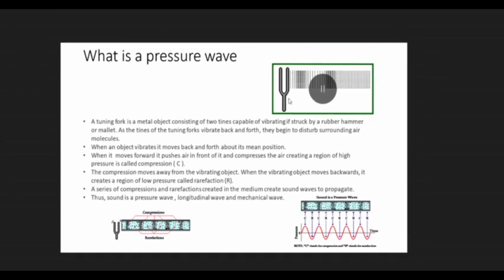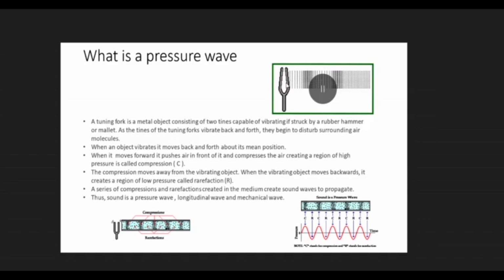As you can see here, when the two tines of a tuning fork are vibrating to and fro in their mean position, they move the air particles surrounding them, which causes compressions and rarefactions. So when the tines move forward, they create a region of higher pressure called compressions, and when the tines move backwards, they create a region of low pressure called rarefactions.